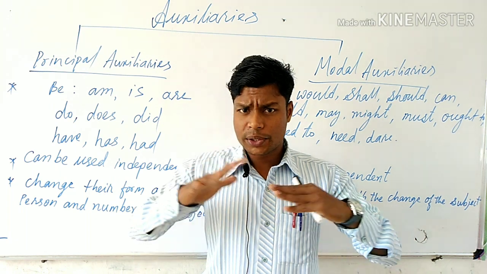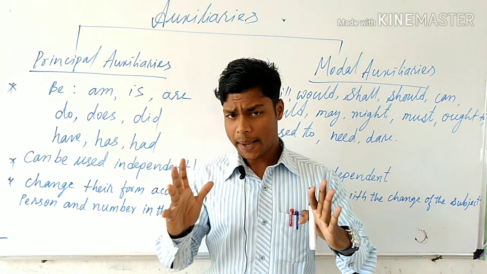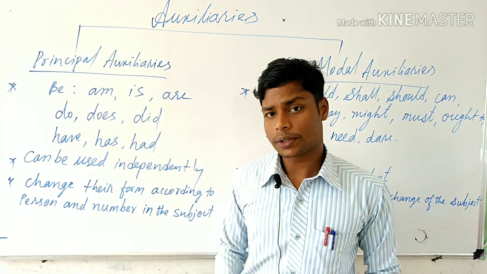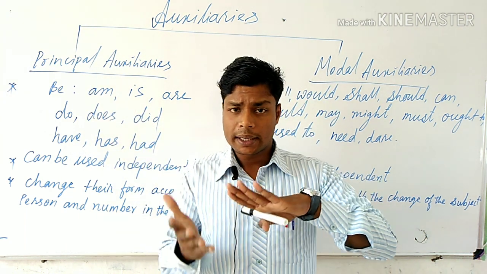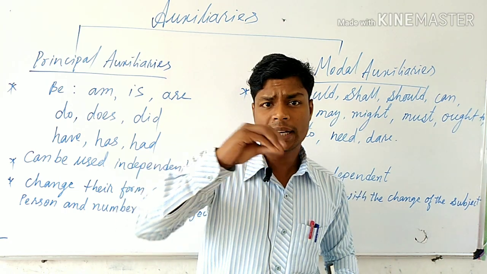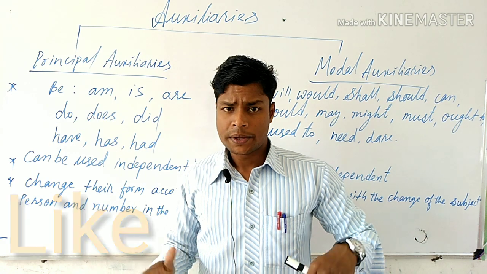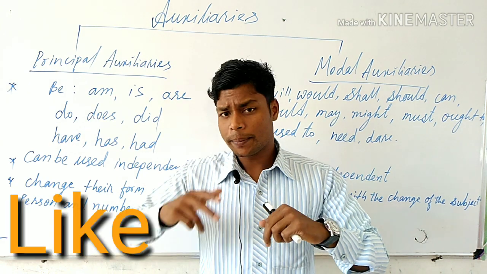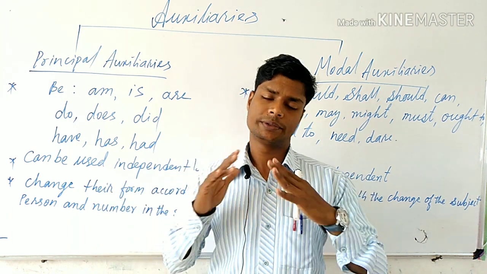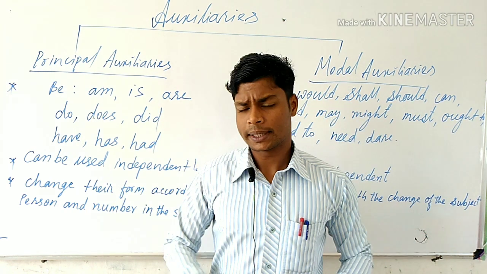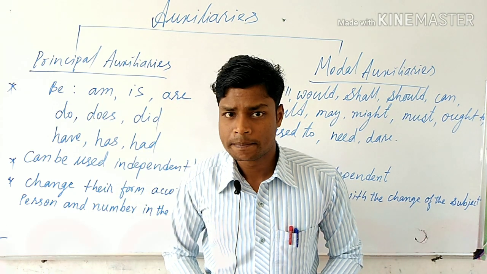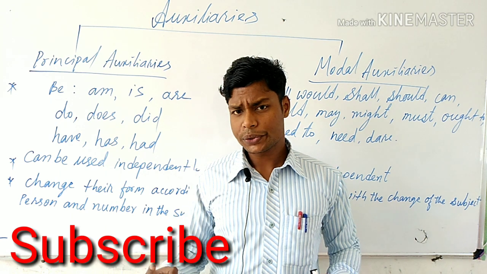An auxiliary is used in the sentence, sometimes as a main verb, that is called the principal auxiliaries. Clear? Then at other times it is used in the sentence as a helping verb, that is called the modal auxiliaries. So they are to be assisted with some other main verbs in the sentence, and they denote what? The tense of the sentence. They make out the frame of the tense of the sentence. So auxiliaries are used in two ways.